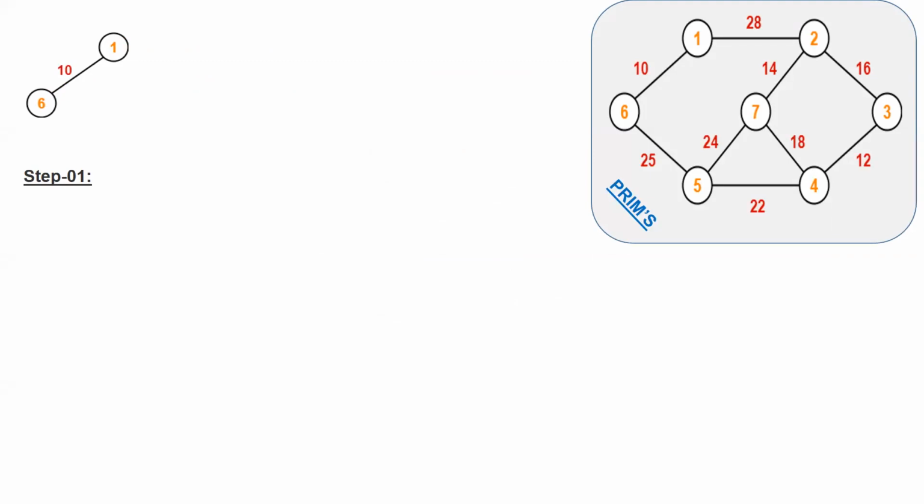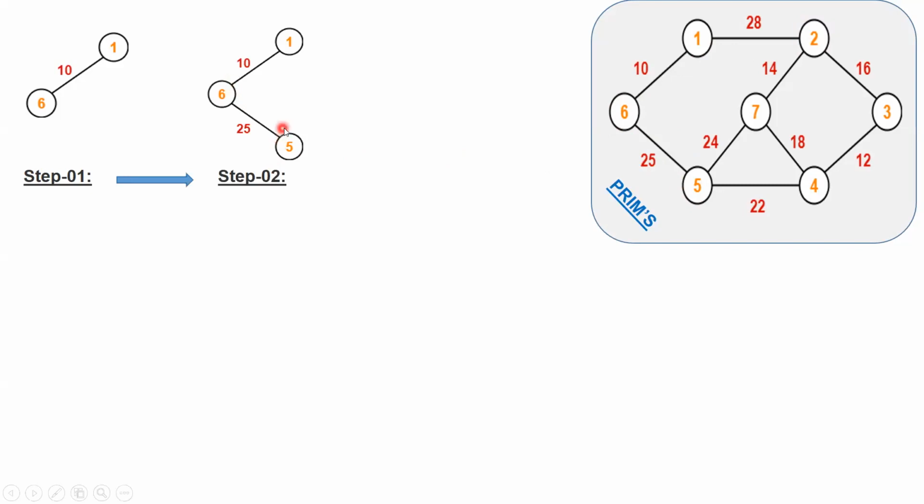Reachable from 1 is 1 to 2, weight 28. Reachable from 6 is 6 to 5, with weight 25. So these two edges are now in competition. These are the options now. Among these two choices, which one to select? The edge with minimum weight. So 6 to 5, 25 is the option that we select and proceed to the next step. Next, we have the vertices 1, 6, 5.